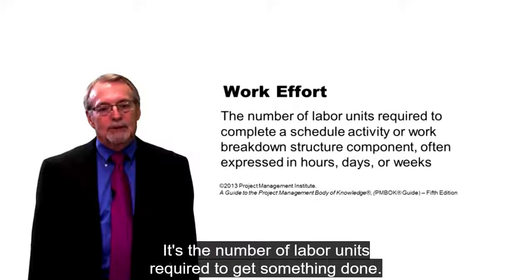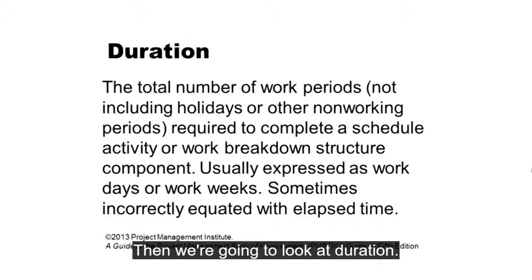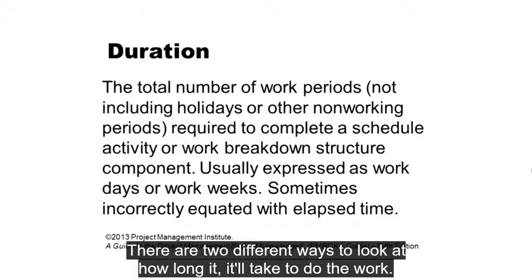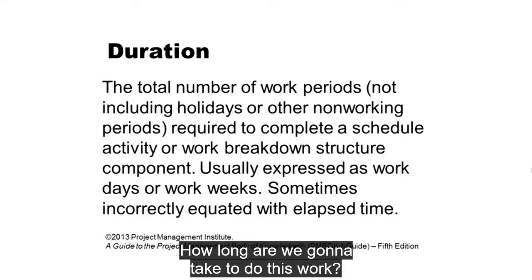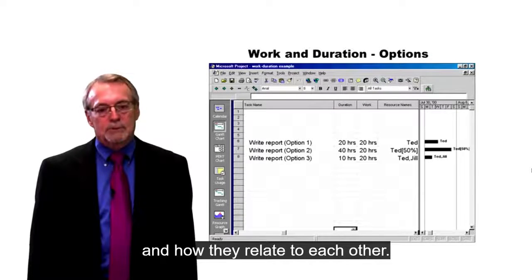Work. It's the number of labor units required to get something done. How much work has to go in to get this done? Then we're going to look at duration. Duration is one way to figure out how long it's going to take to do this work. There are two different ways to look at how long it'll take to do the work. One is duration and one is elapsed time. First, we're going to look at duration. How long are we going to take to do this work? Let's look at an example of work and duration and how they relate to each other.